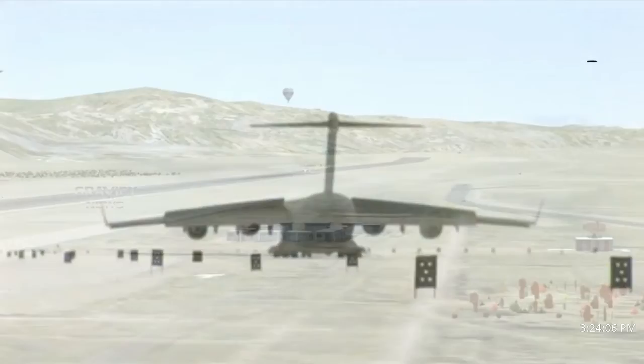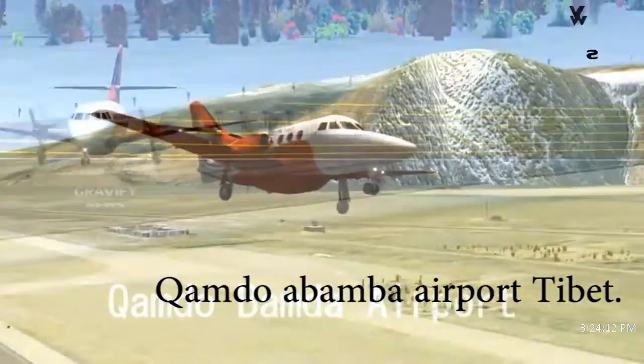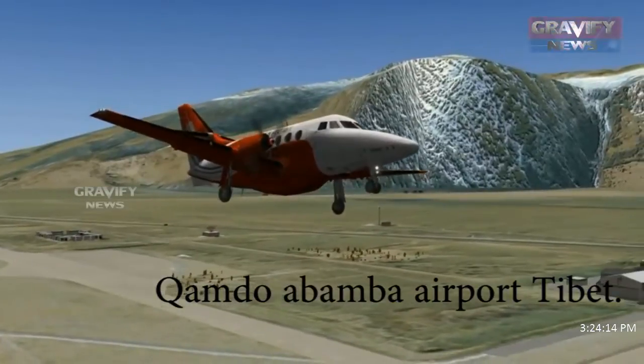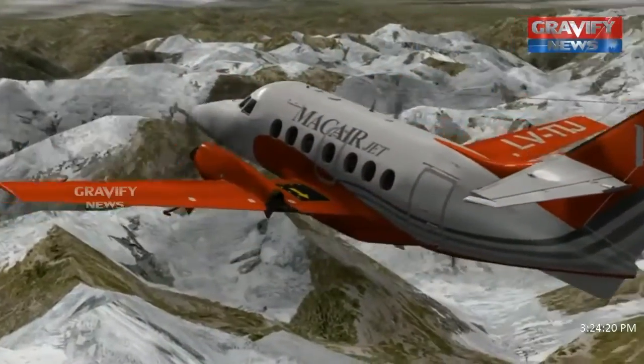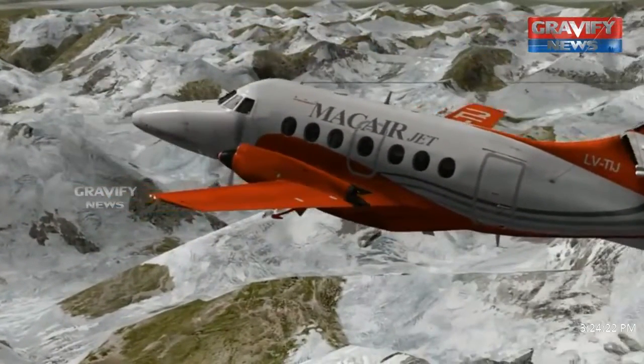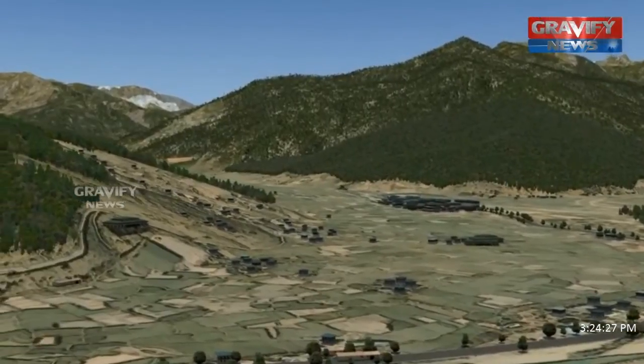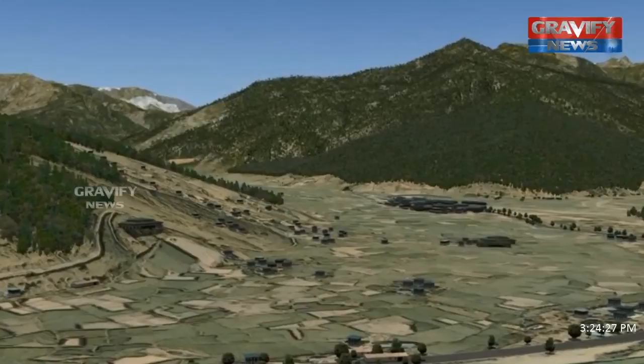Number 5, Qamdo Bamda Airport, Tibet. Being the world's highest elevation airport, at 14,219 feet above sea level, this airport is also known as Changdu Bangda Airport, with a 3.5 mile runway. Because of its height, passengers as well as pilots suffer extreme havoc from the thin oxygen.